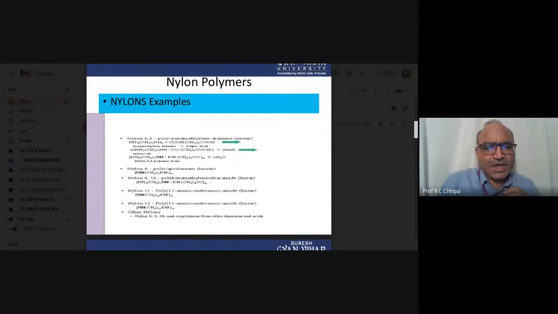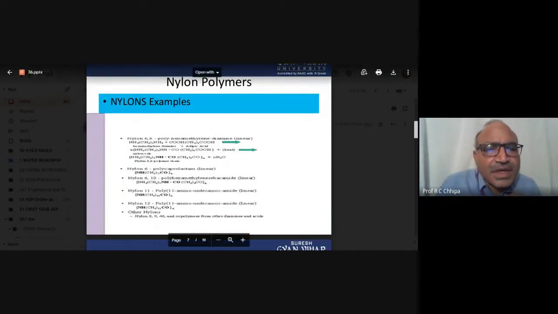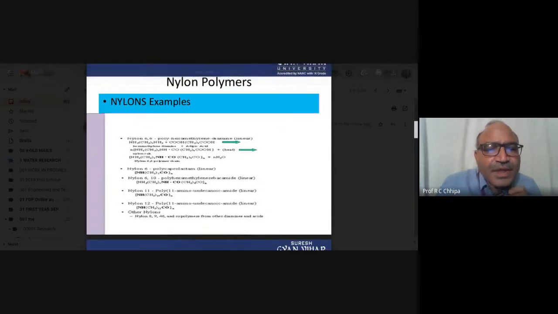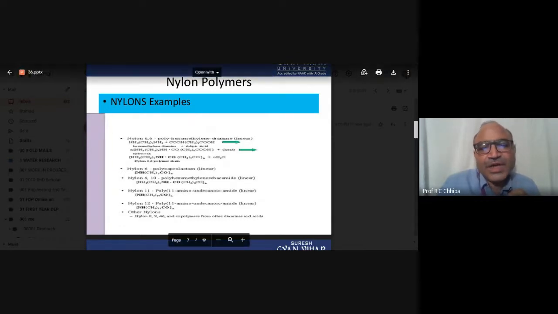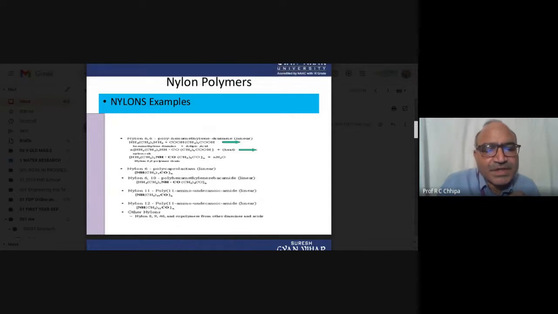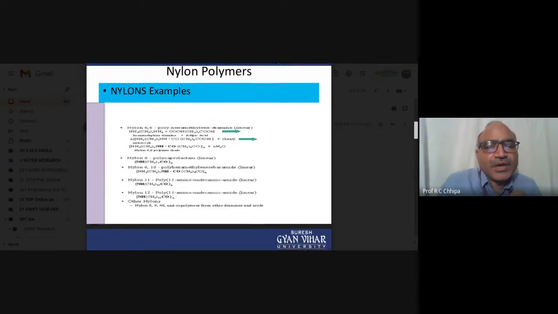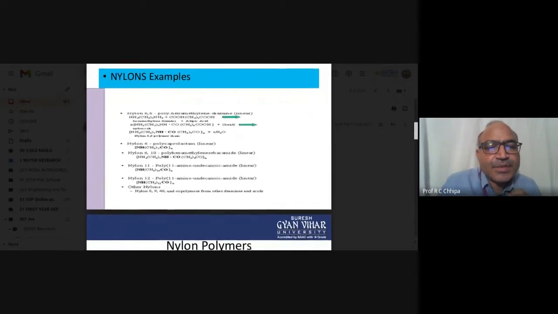Then certain nylon examples are also there, and here we can see nylon 6,10, nylon 11, nylon 11 that is the self condensation. So nylon 6,10, so 6 part is there and then 10 part is there. So hexamethylene diamine and then 10 carbon dicarboxylic acid. So these certain specific nylons are prepared.